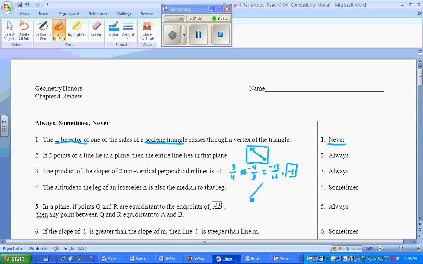4, the altitude to the leg of an isosceles triangle is also the median of the leg. So it's the altitude. This is an isosceles triangle. This is an altitude. It is also a median, not always, only sometimes. If this was also called an angle bisector, then it would be always, but they didn't say that.